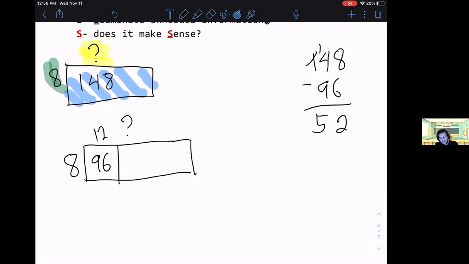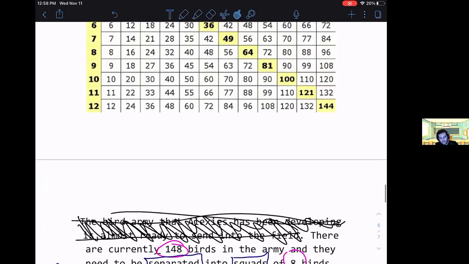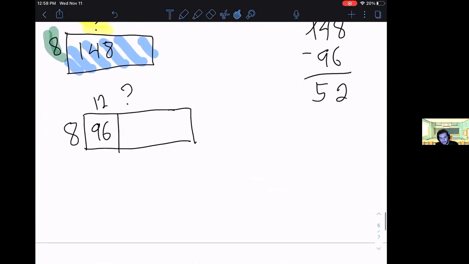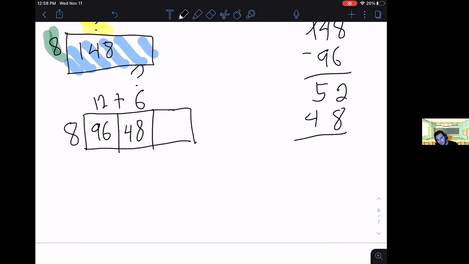That gives us 52. Let's look back at our number chart. What math fact for 8 gives us 52? We have 48 because 56 is too big. 8 times what is 48? 6. Very good memory. So we put the 6 up here. Excuse me, Mr. Question Mark, you're in the way. So we have 12 plus 6 gives us 48. We do 52 minus 48, regroup, and we are left with 4. And we have 4 left over.